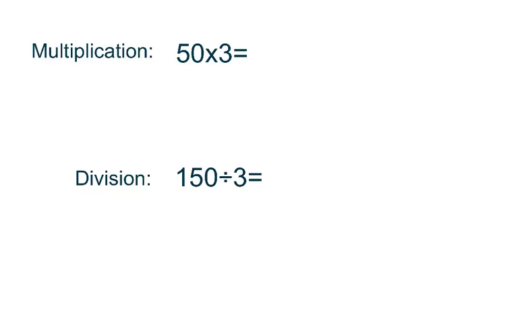Now the multiplication we know how to do. When we see a problem that has a 0 in our ones place, we know that we can cross that 0 out and place it in our product. And then all we have is our basic fact of 5 times 3, which gives me 15. So my product would be 150. Now with division, we can do something very similar.